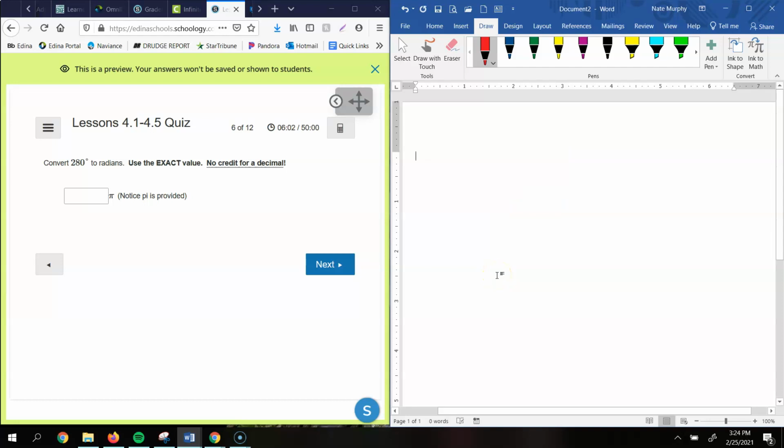All right, so this one we're going to convert 280 degrees to radians. We want to use the exact value, so no credit for a decimal. I want you to do this by hand. So we're just going to multiply by pi over 180, so that would give us 280 pi over 180. Anytime we work with fractions, we always want to reduce. I notice that 10 goes into those, so now I'd have 28 over 18.